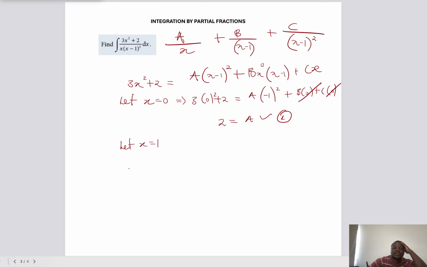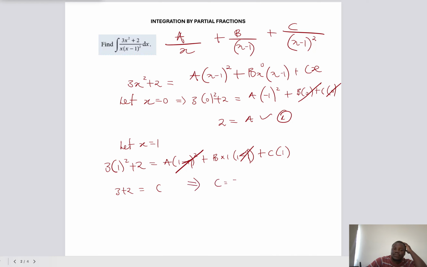So that means we are going to have 3 multiplying 1 squared plus 2 equals, if I put 1 here, I'm going to get a times 1 minus 1 squared plus b times 1 minus 1, which would be 0, plus c times 1. All of these would go to 0, because that would be 0. So this is 3 plus 2 equals c. This would then imply that c is equal to 5.